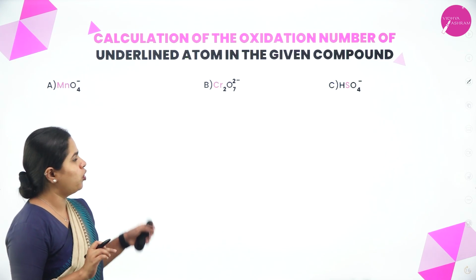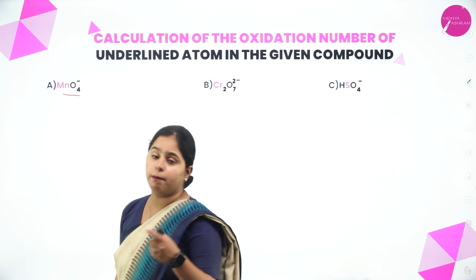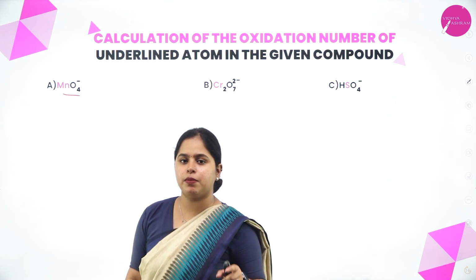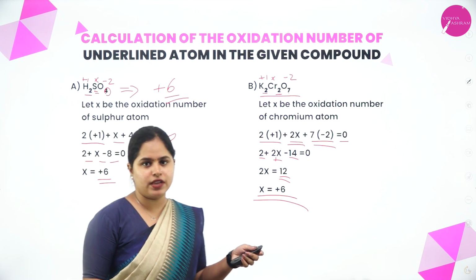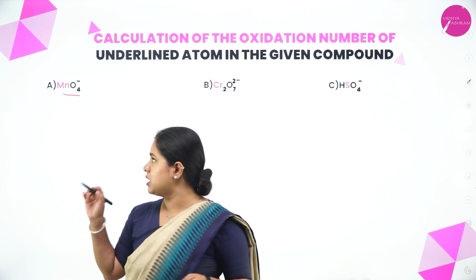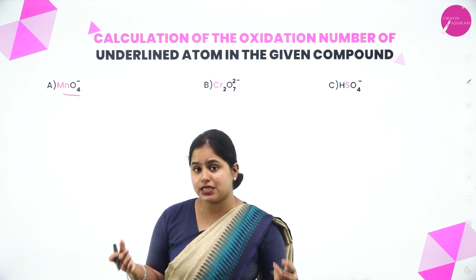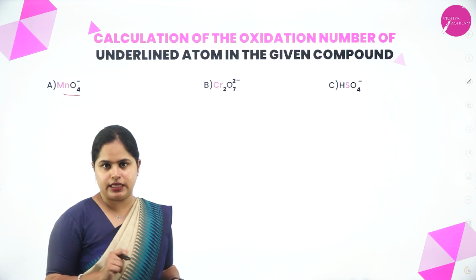So let's do a few more examples here. The first one is MnO4 minus. There is a small change in this particular example. Why? Because all the examples that we have discussed now do not have any charge. This one has a charge, so we can't write that it is equal to 0. The algebraic sum will be equal to the charge on that substance. So let's take this example.